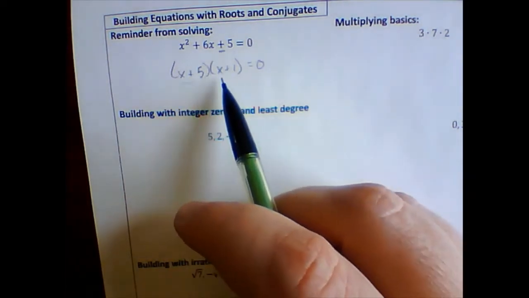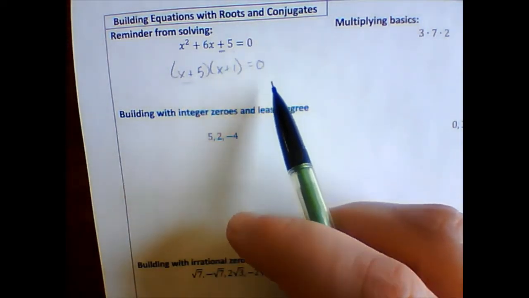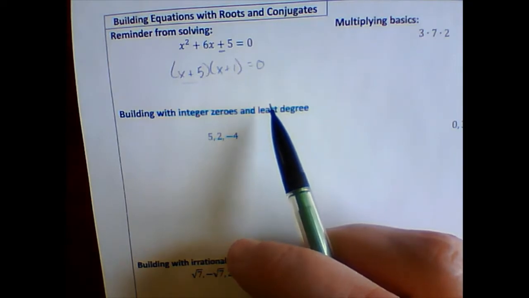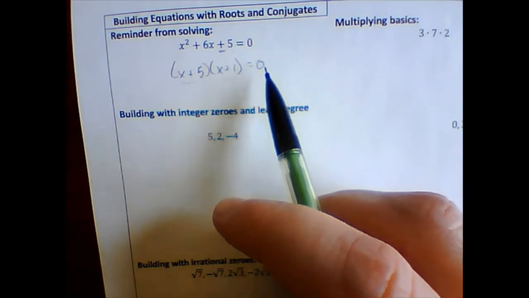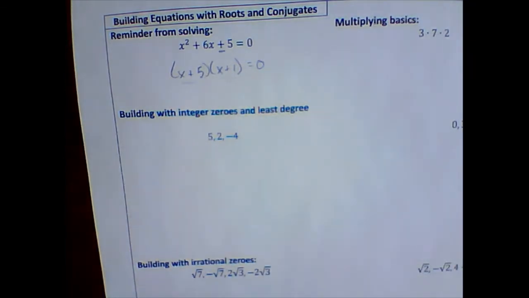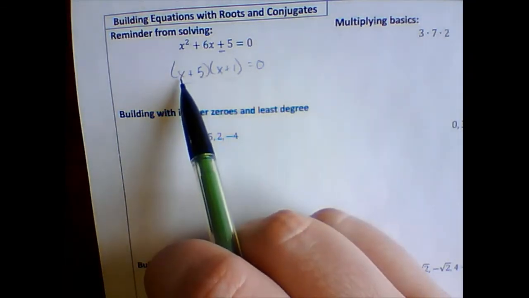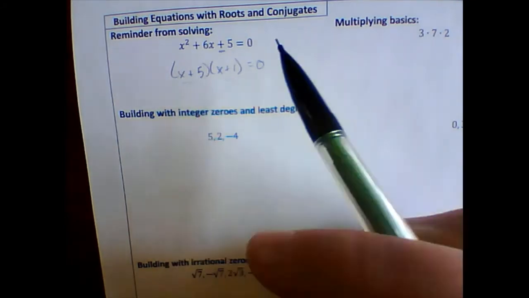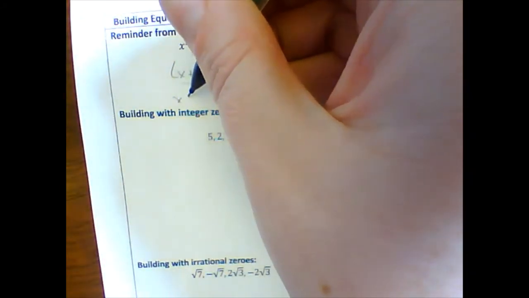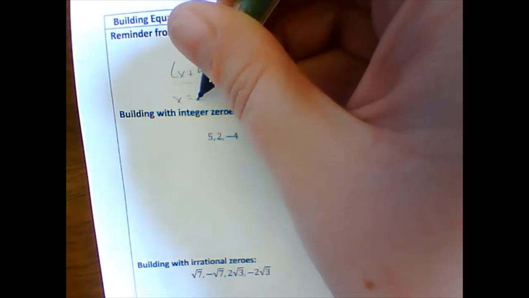And the 0 part means that one of these parentheses equals 0, because you've got two things timesing together. So either the whole first one or the whole second one equals 0. So if we want to figure out, well, what is x? What could make that equal 0? It's the opposite of whatever it's adding to. So if there's a 5 in there, that makes x a negative 5.